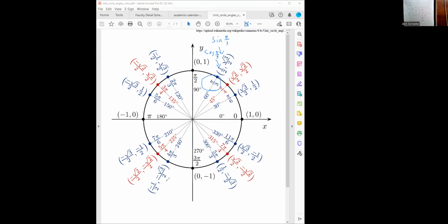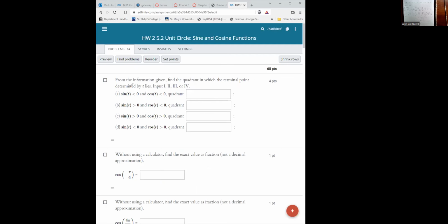So let's look at our homework. And we have to remember our quadrants as well. Okay. So the first question, number 1, says, from the information given, find the quadrant in which the terminal point determined by t lies: 1, 2, 3, or 4. Okay, so here they're telling us sine is negative, cosine is negative. Well, they're both negative, right? Less than 0. That has to be quadrant 3.